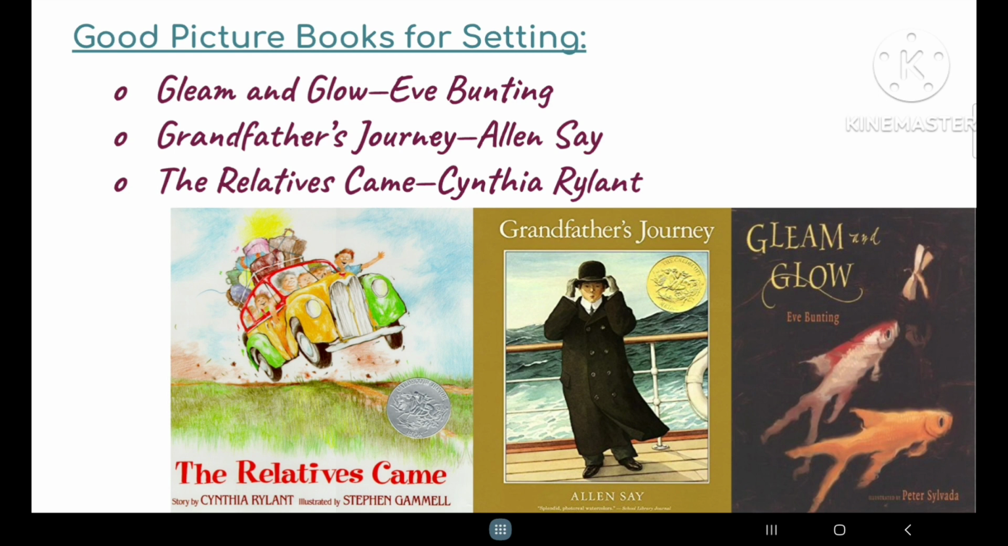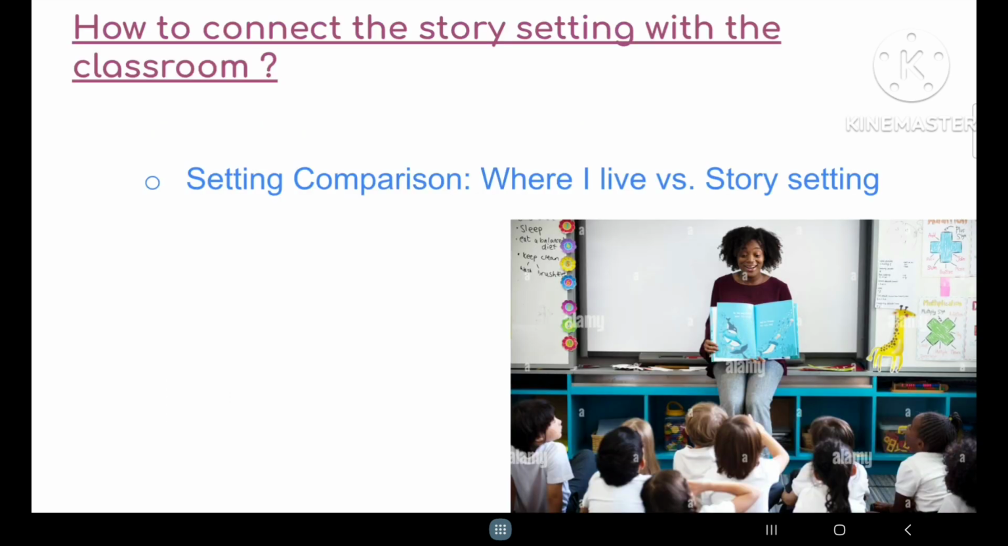Here are some good picture books to understand setting. Gleam and Glow by Eve Bunting, Grandfather's Journey by Allen Say, and The Relatives Came by Cynthia Rylant. How to connect the story setting with the classroom: the teacher can compare the 2 settings, for example, where I live versus the story setting.